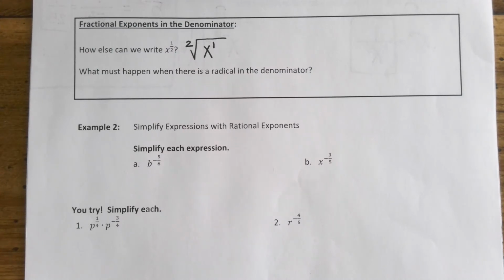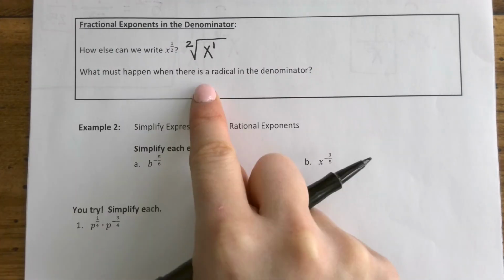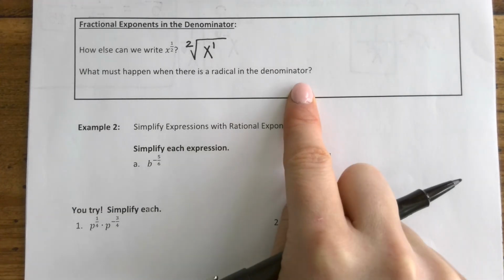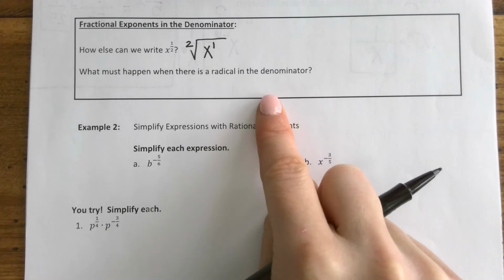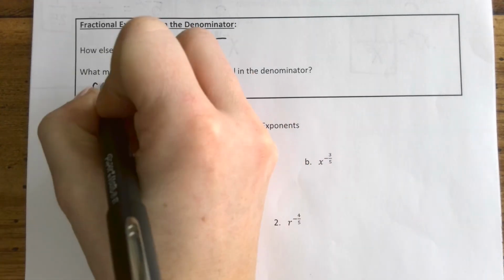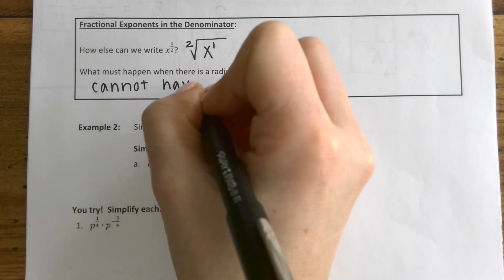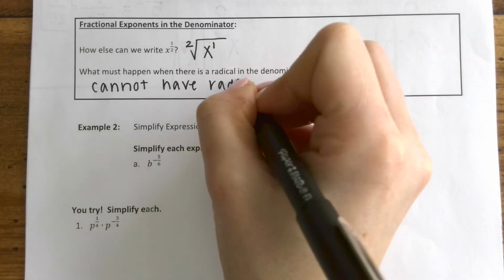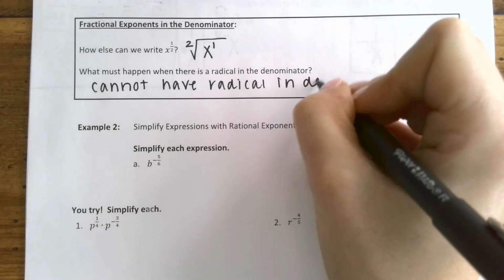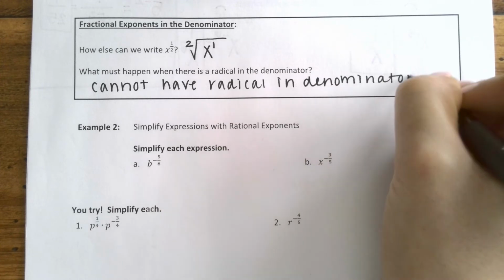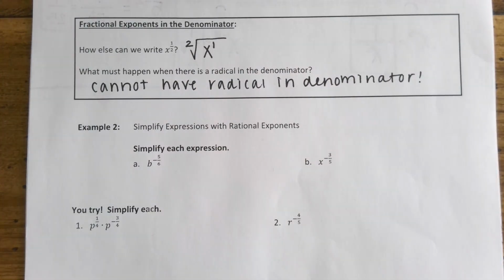What must happen when there is a radical in the denominator? Okay, we've seen this earlier in this unit. I can never have a radical in the denominator. So because we cannot have a radical in the denominator, what we need to do is multiply by something so there are no more radicals in the denominator.